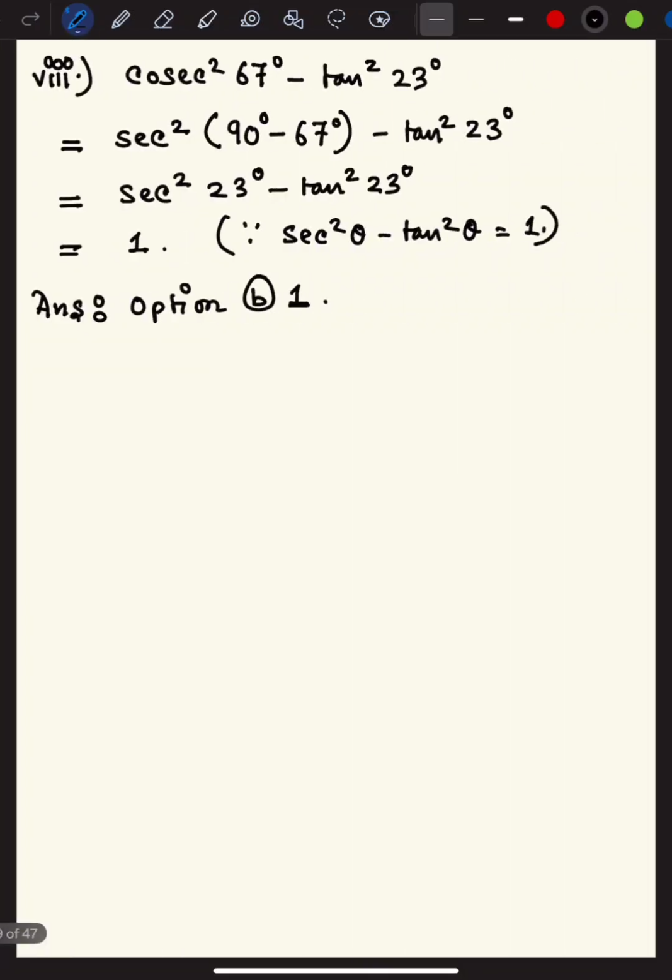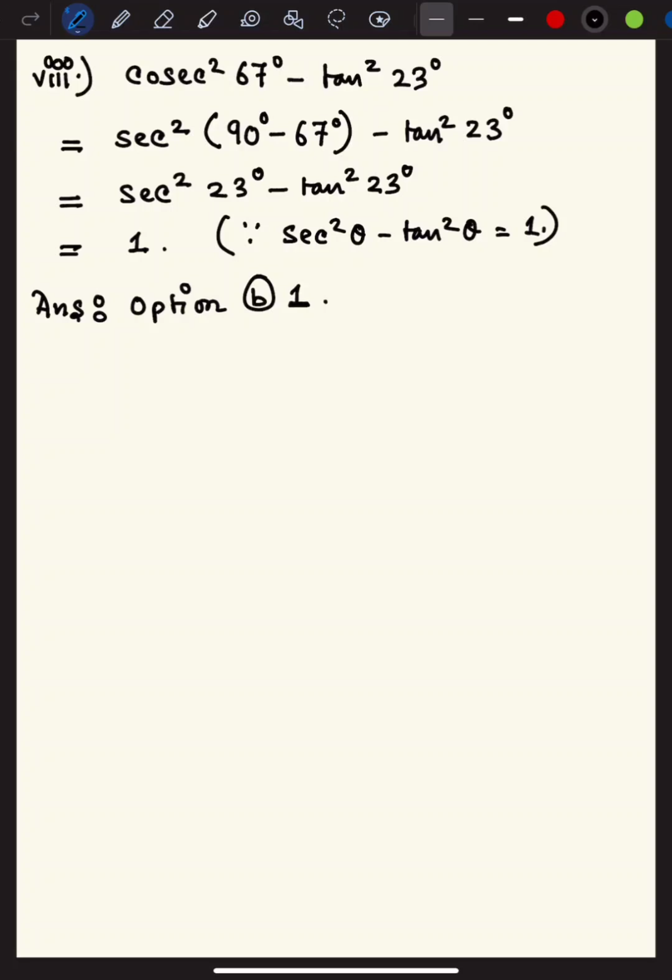Next, let's come to question number 8. 1 subpart 8. So cosec square 67 degree minus tan square 23 degree. We need to find out the value of it, which is equal to cosec square 67 degree means what? Sec square 90 degree minus 67 degree, because cosec theta is equal to what? Sec 90 degree minus theta. Got it? So cosec square 67 degree equals sec square 90 degree minus 67 degree minus tan square 23 degree. I am keeping it as it is.